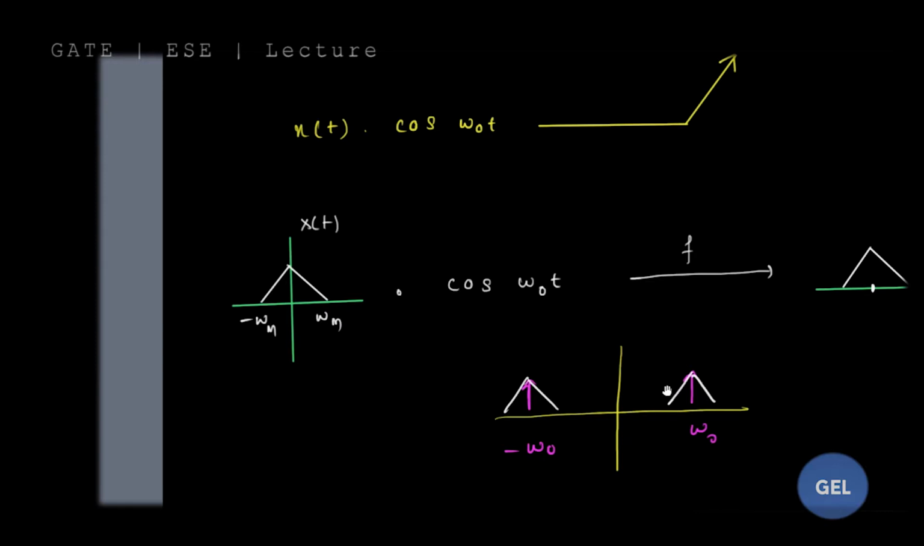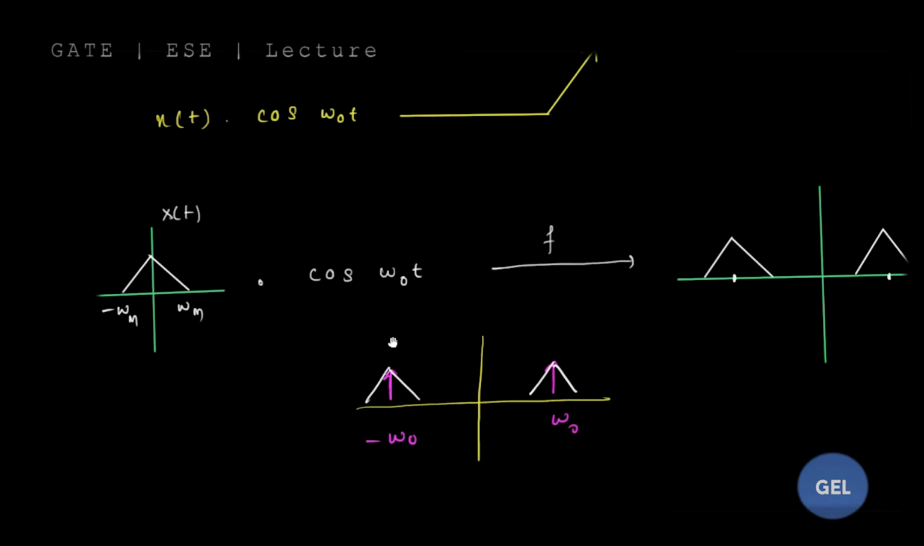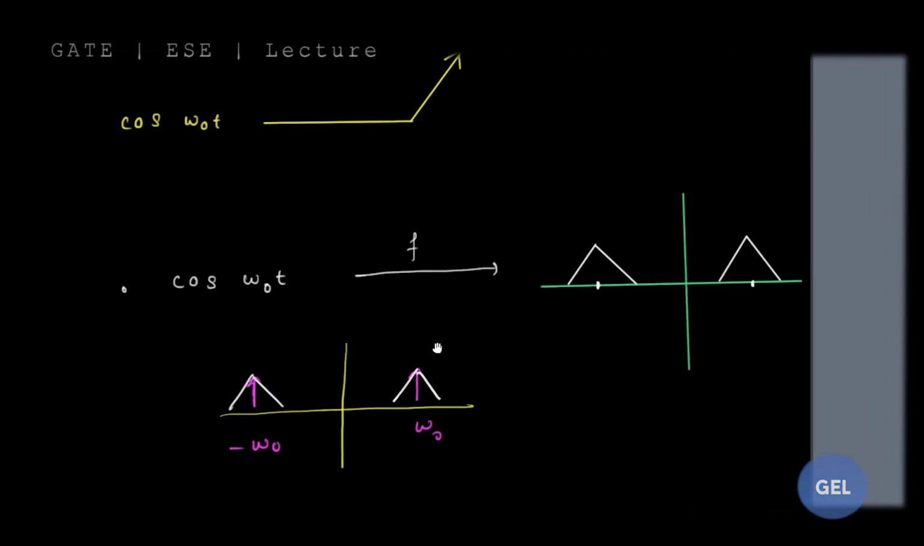I'm not getting into that, but please remember this beautiful concept: any function, when multiplied with cos omega naught t or sin omega naught t, is only defined at these 2 points, minus omega naught and plus omega naught. What are the coordinates of these two values? I'm not going to explain that now, I'll explain it in the communication subject.